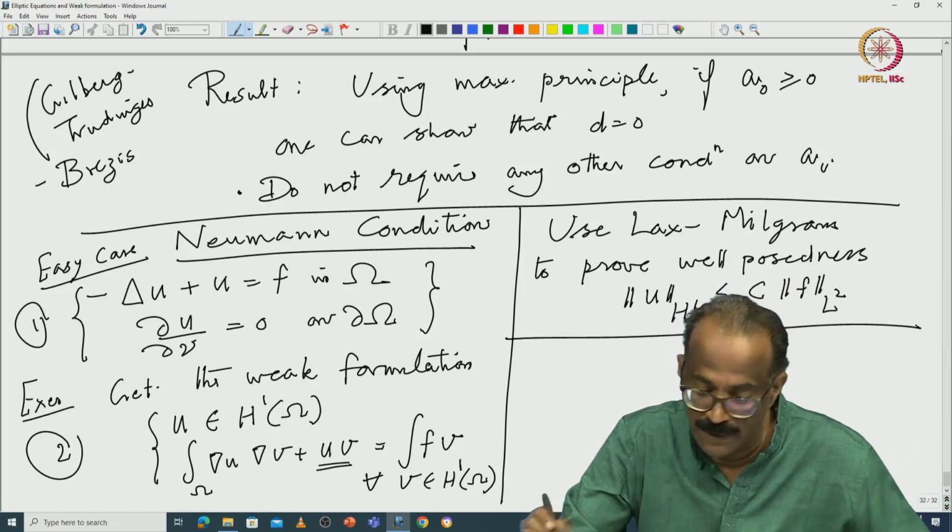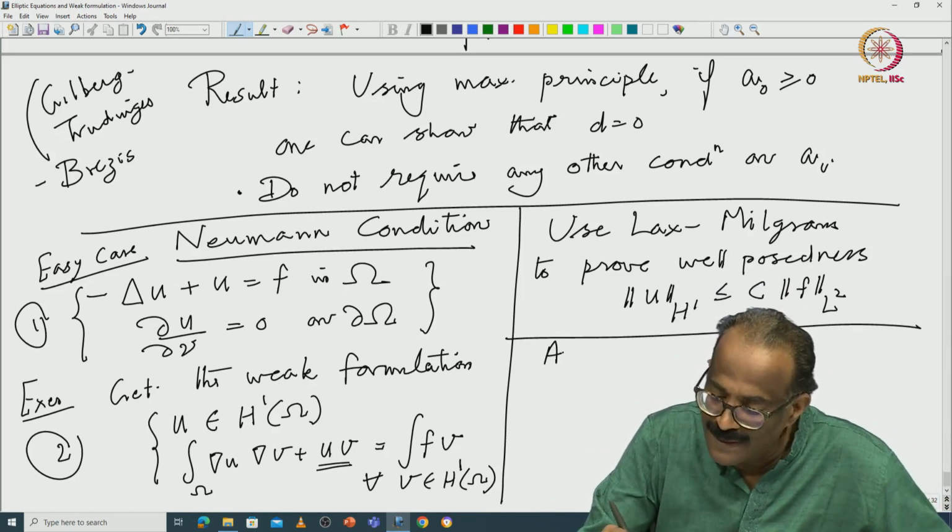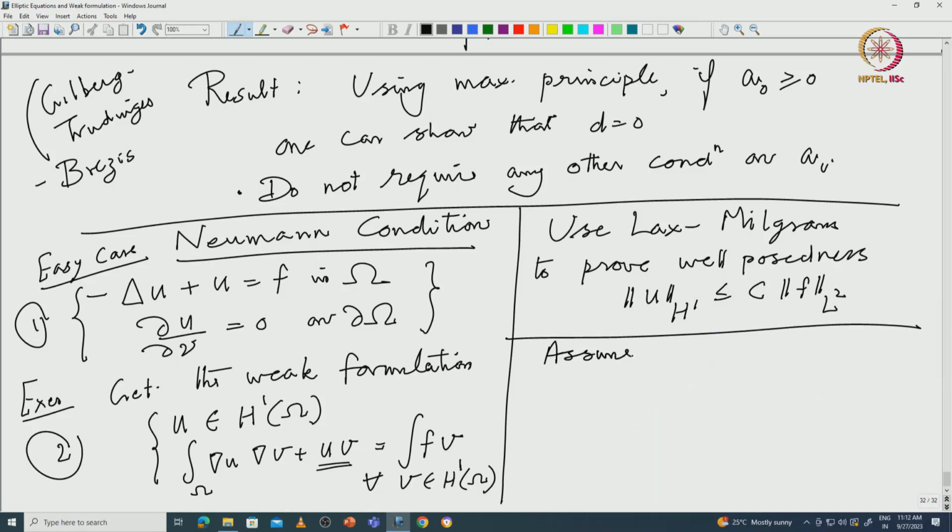So how do you go back? Assume 2, that is what you want to show, right? Assume 2 and take u in H2 of omega. Once you have H2 of omega, you can do an integration by parts here, because u in H2 implies Laplacian of u is in L2 already. Integration by parts, or you take u in C2 of omega bar, you can take that also to start with.